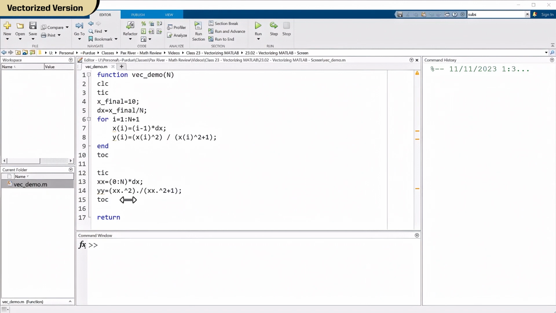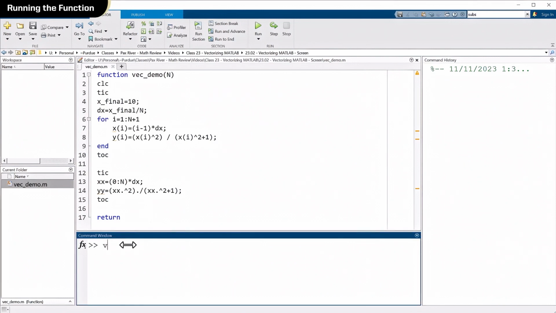So for xx squared, what I'm really saying is multiply the first value of xx by itself, then multiply the second value of xx by itself, and so on. So what's in parentheses from there to there is a vector, and what's in parentheses from there to there is a vector. Well, if I want to divide two vectors index by index, I also need the dot right there. So that explains why they're there. And so I turn the timer on, run the vector calculation, and turn it off again. So let's run this and see what happens.